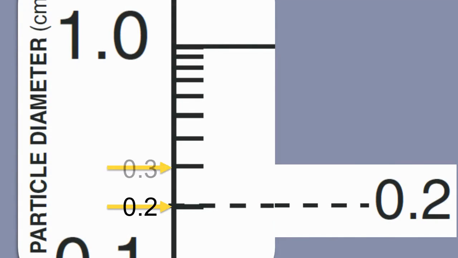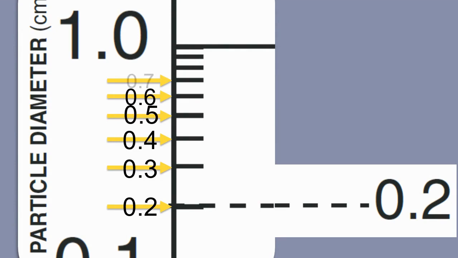On the vertical axis, we can see that there's 0.1. After that is 0.2, 0.3, 0.4, 0.5, 0.6, 0.7, 0.8, 0.9, and then 1. But the next step after 1 is not 1.1, instead it is going to be 2. So once we reach one of those solid lines, we now start counting by a different amount. Instead of counting by tenths, now we're counting by 1.